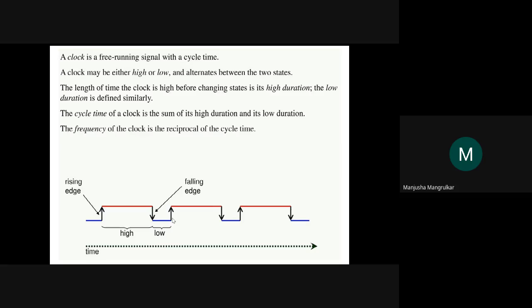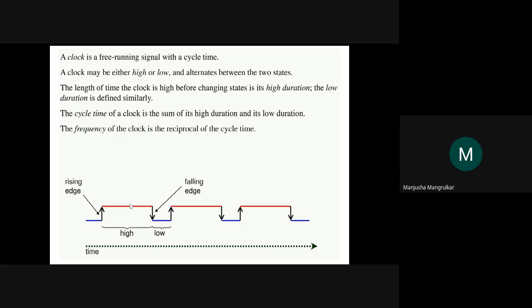So this cycle time is high time plus low time. The frequency of the clock is the reciprocal of the cycle time. The frequency of this clock, f, is equal to 1 upon t. That is the fundamental, right? We cannot always say it is exactly a square wave. If it is a square wave, the duty cycle is 50% because the high time and the low time are the same. But if the high time and low time are not the same, we call it a pulse.